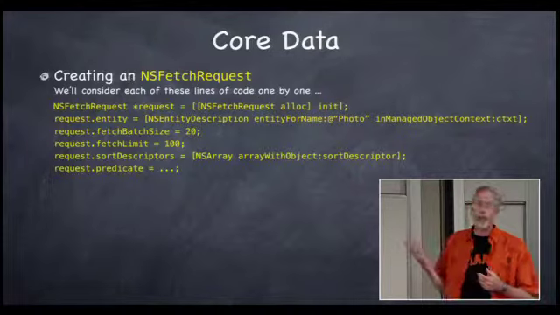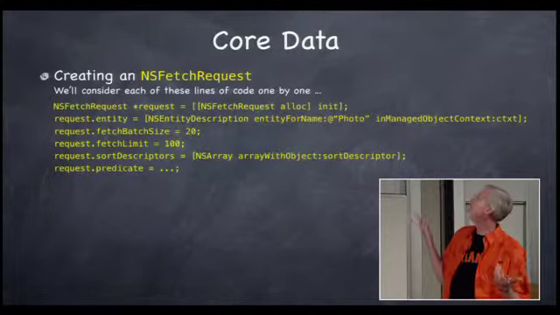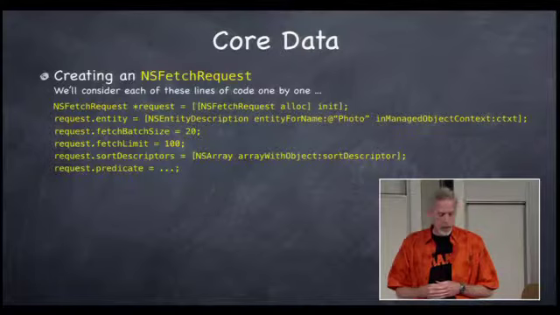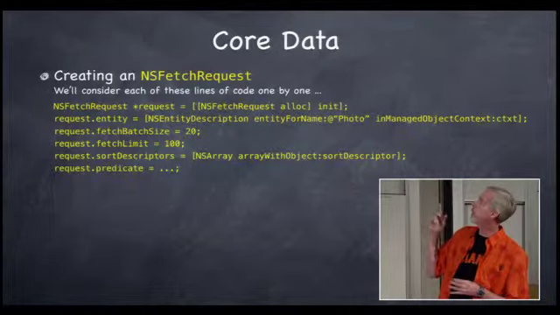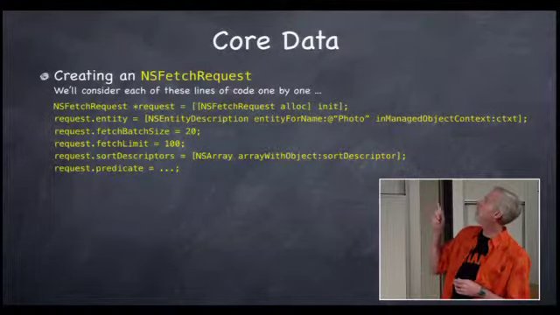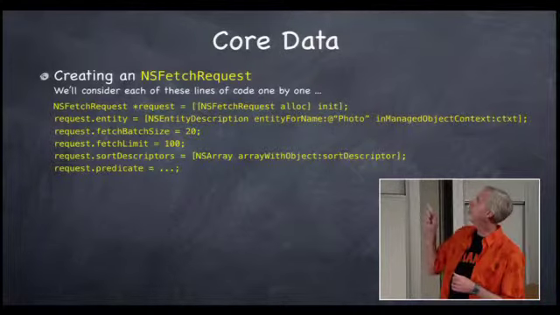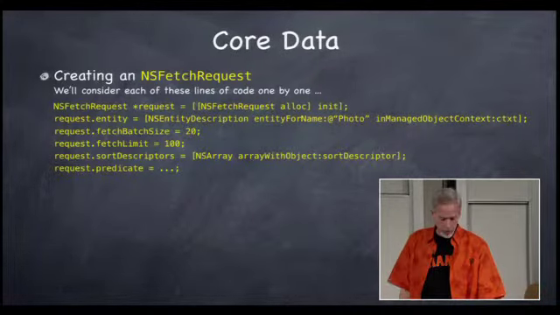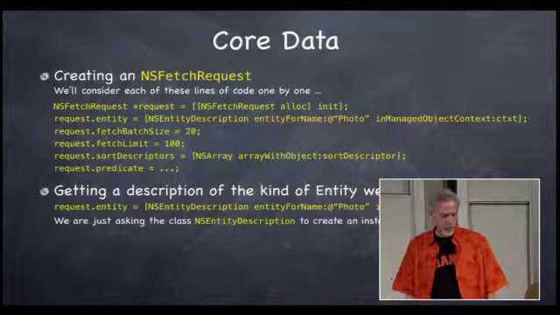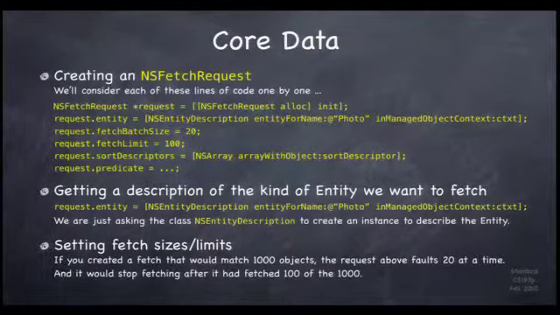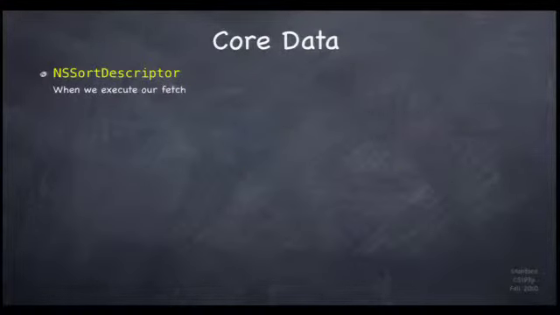And then you've got your predicate. So I haven't really told you about the sort descriptor and the predicate. This code would only have one sort descriptor, right? I have an NSArray with object: sort descriptor. And I haven't shown you the sort descriptors or the predicate. So let's look at those in more detail. So entity we talked about, and fetch size limit we talked about. So let's look at the sort descriptor.